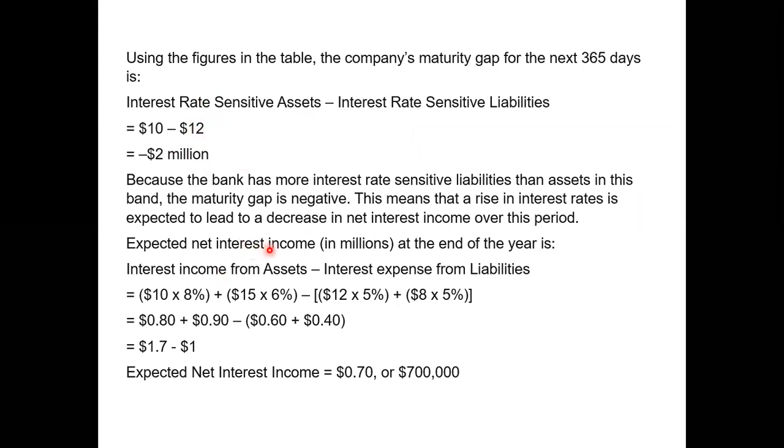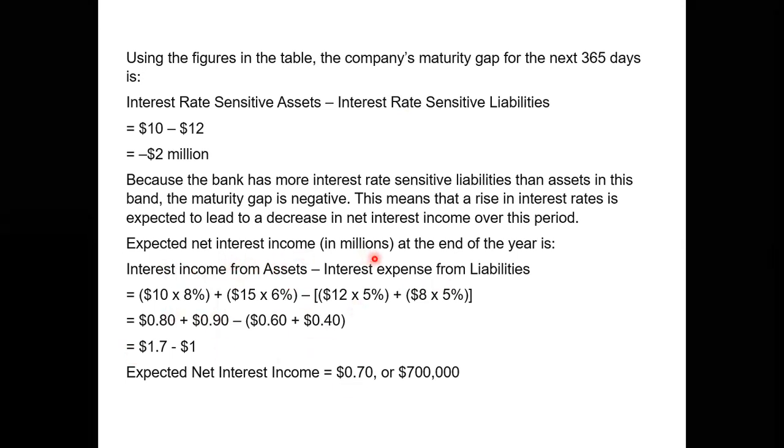So expected net interest income in millions at the end of the year, before the change in the interest rate. In the example, they give us a 2% increase in interest rate, and we have to find the changes. Before the 2% increase, now we look at the current situation. The expected net interest income in millions at the end of the year is the interest income minus the interest expenses for liabilities.